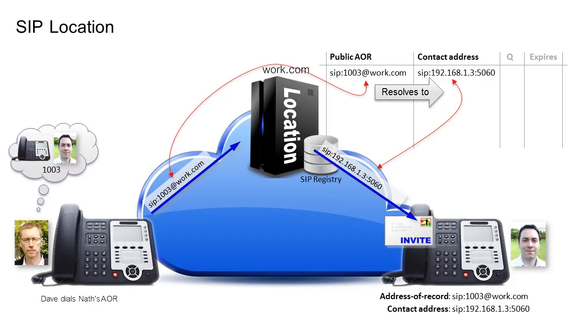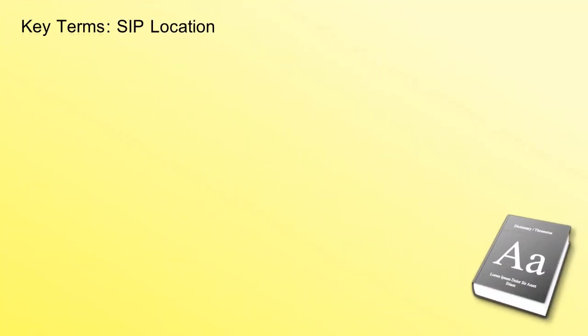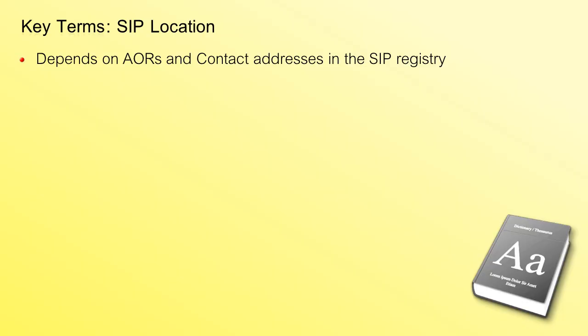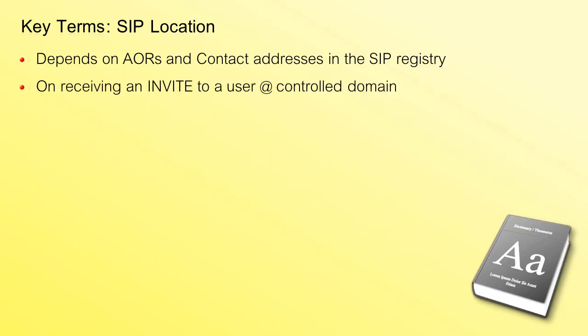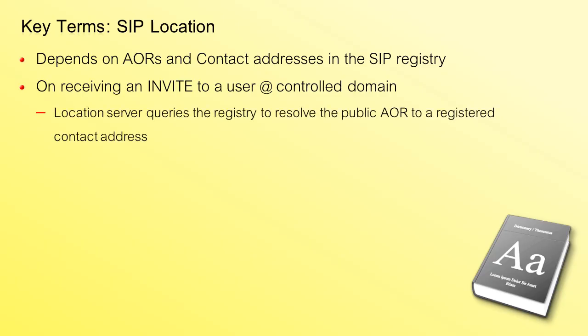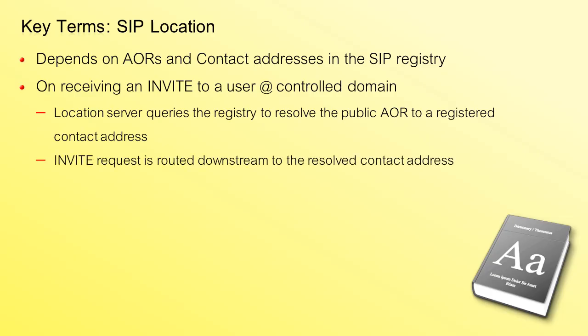That's SIP location. So in summary, SIP location depends on AORs and contact addresses first being stored in the registry. On receiving an invite addressed to a user at one of its controlled domains, the location server queries the registry, attempting to resolve the address of record to a registered contact address. If successful, the invite request is routed downstream to the resolved contact address.